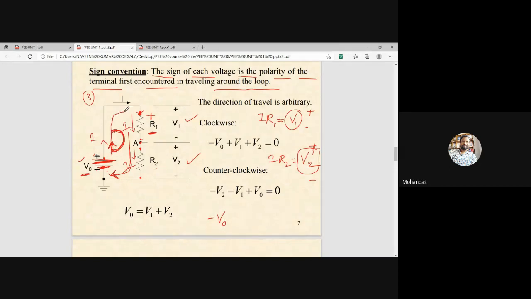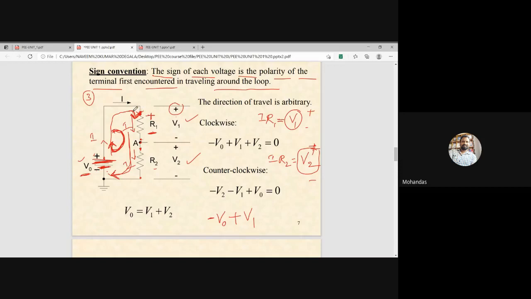While you are traveling in clockwise direction, for this V1 voltage, where is the current entering initially, at which polarity? For V1, we have given polarities plus and minus. At which polarity is this current I entering? Positive. As it is positive, for V1 we have to give the sign as positive.